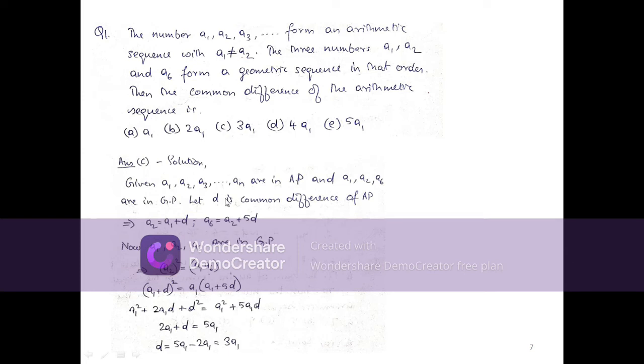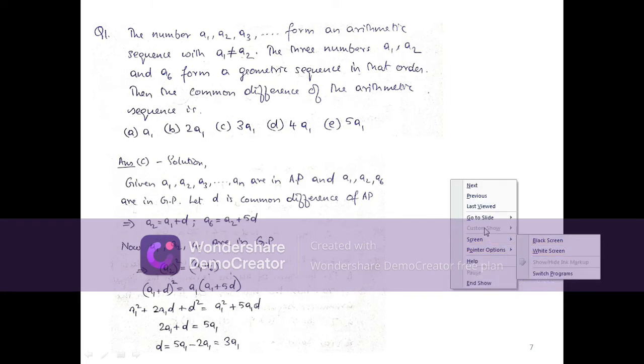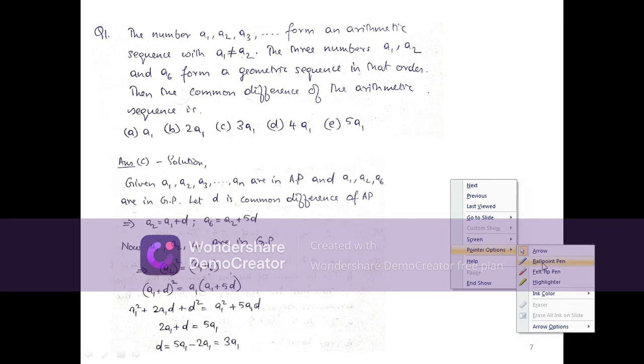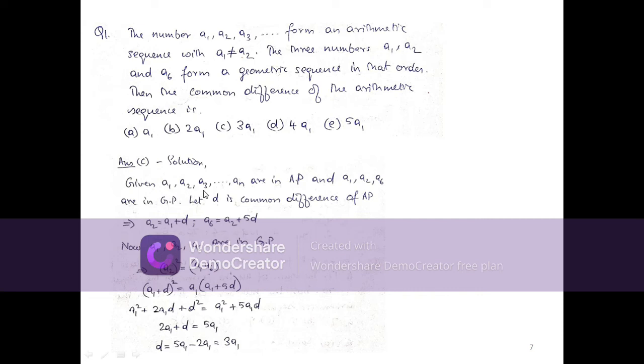So how did you get this? Given a1, a2, a3, you have the conditions: a1, a2, a3, ..., an are in arithmetic progression, and a1, a2, a6 are in geometric progression. Since a1, a2, a3, ..., an are in arithmetic progression, let d be the common difference. What is d? a2 minus a1, which is equal to a3 minus a2, equal to a4 minus a3, and so on, a_n minus a_{n-1}.